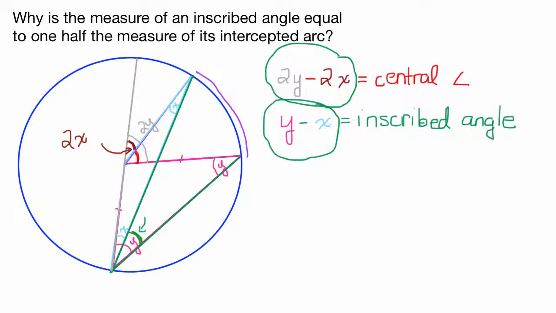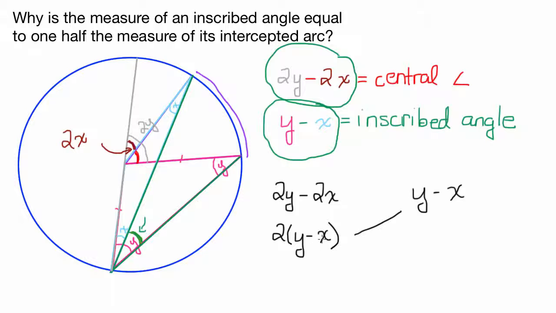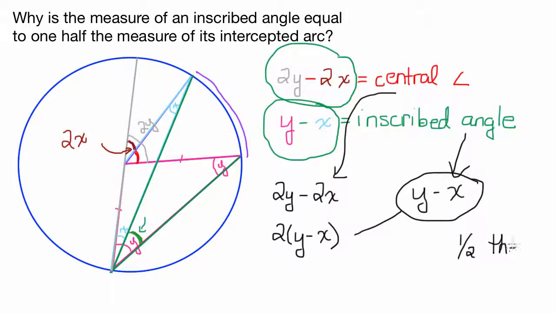I'm going to switch to black here because I think that's one of the easiest ones to read. So we've got 2y minus 2x, and we're comparing it to just y minus x. We can rewrite 2y minus 2x by factoring out a 2 and writing it as 2 times (y minus x). Boom. So when we compare these two, we have the inscribed angle, which is this one, versus the central angle, which is this one. This is twice as big: 2 times (y minus x) versus y minus x. So that means the inscribed angle is 1/2 the measure of the central angle.